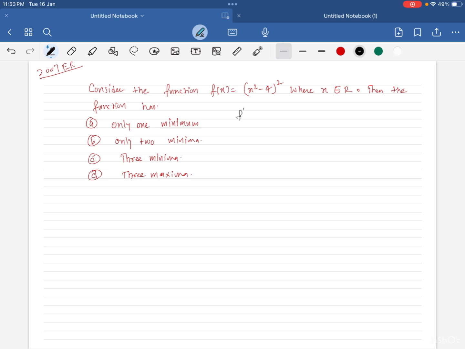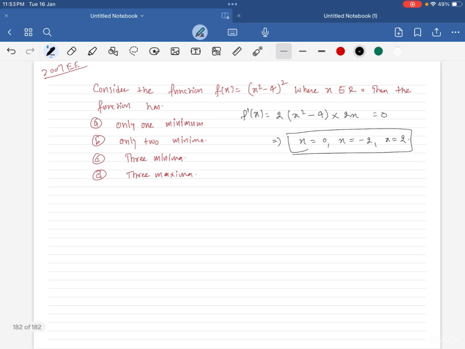So, okay, let's first of all find the derivative. So first derivative is going to be 2 times x square minus 4 into 2x. Now equate it to 0. So from here we will have points x equals 0 and x equals minus 2 and x equals 2, right? Yes. Now we can check it, right, directly. So these are the stationary points, right?